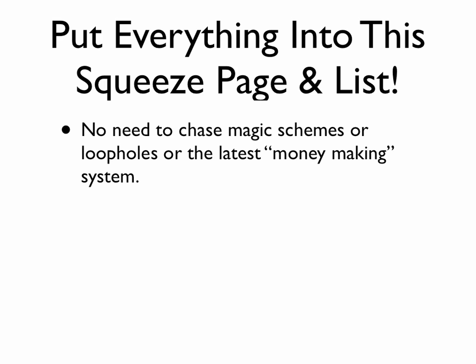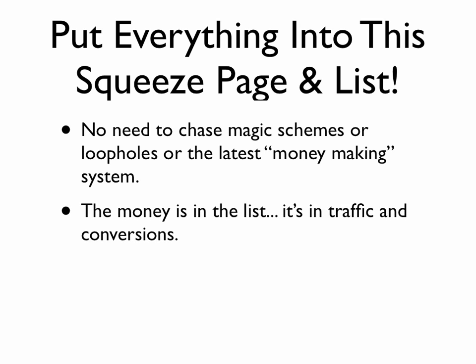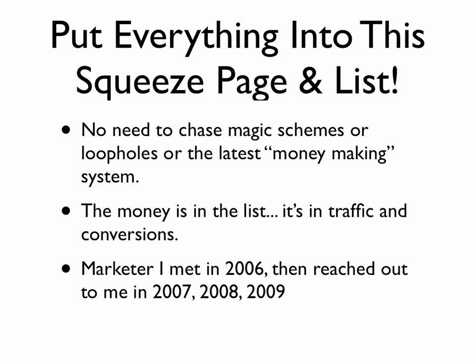There's no need to chase magic schemes out there or some stupid loopholes or the latest, greatest money-making system that's BS. None of that pie in the sky sizzle stuff. None of that works long term. What I'm showing you here works long term. The money is in the list. It's in the traffic. It's in the conversions. It's in the proof factors, which is conversions. But the money's in the list. It's automated income. You can make money out of thin air.